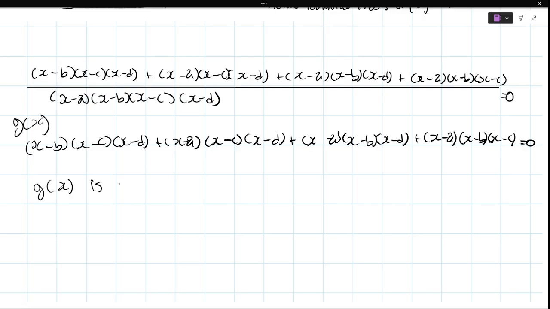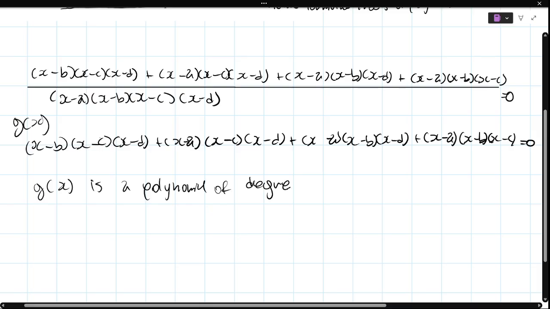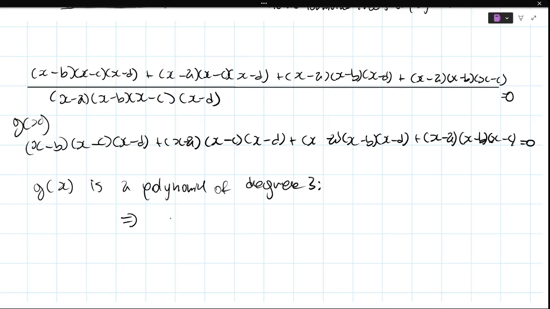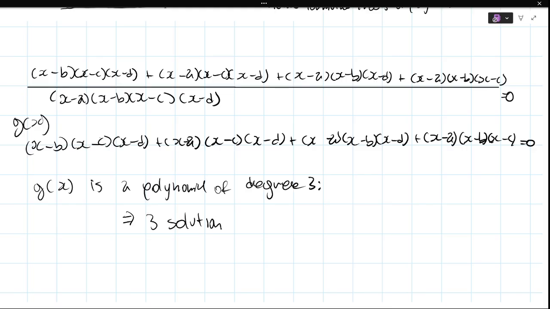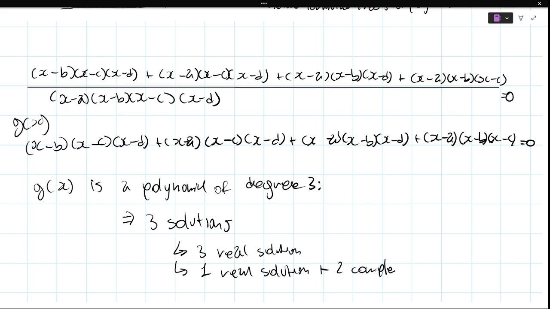g of x is a polynomial of degree 3. This implies that we are going to have 3 solutions. Now, we do not know whether the solutions are real, but we can have either 3 real solutions, or 1 real solution plus 2 complex conjugate ones.